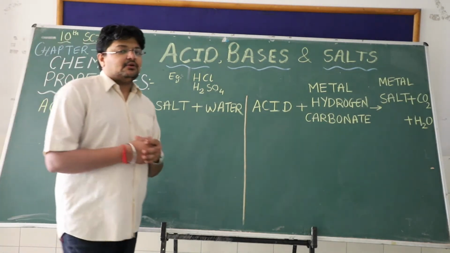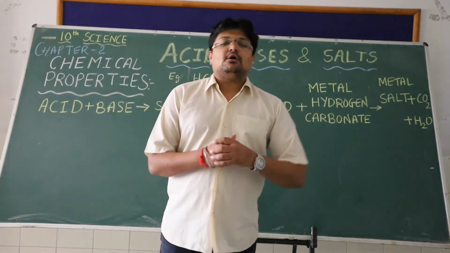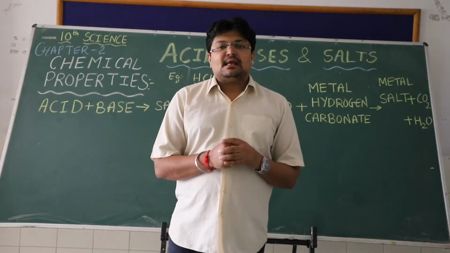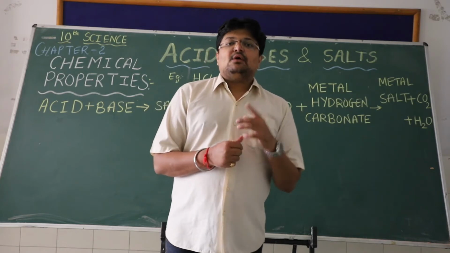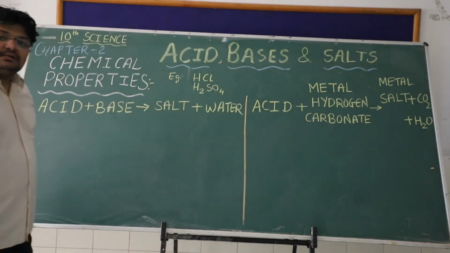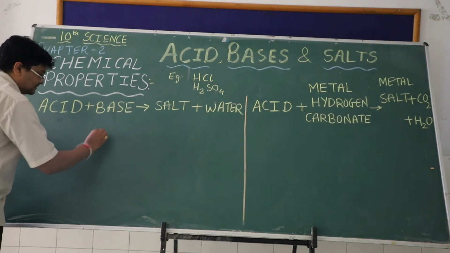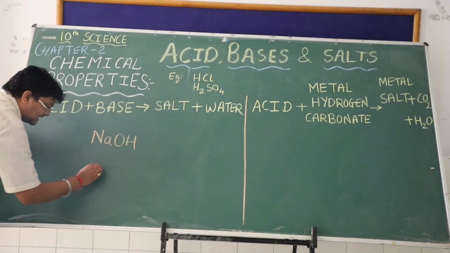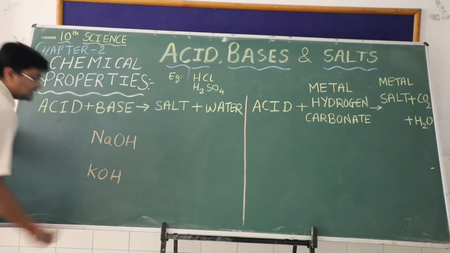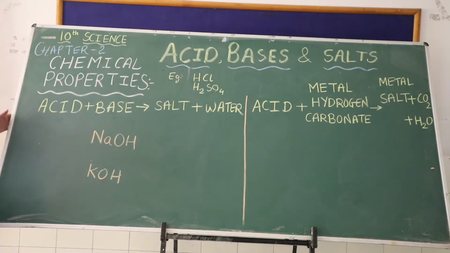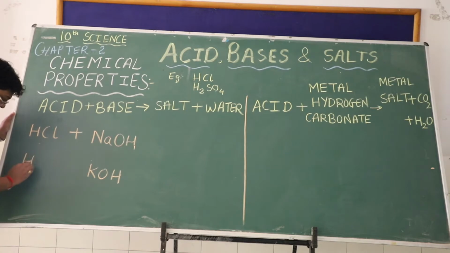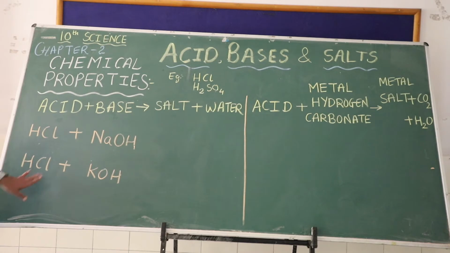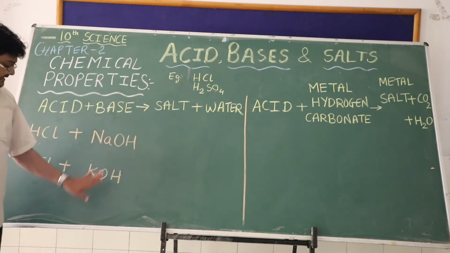So in my previous video, I have given some examples of base. Yes, correct, NaOH and KOH. I am going to take NaOH and KOH as examples of base. Now I will react them with HCl. I keep the acid HCl. Now you can see acid, that is hydrochloric acid, reacts with base, that is NaOH, KOH.